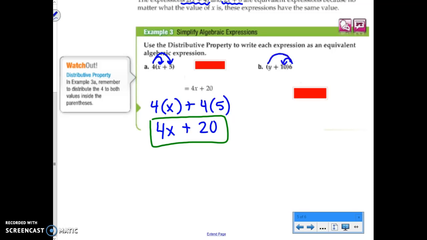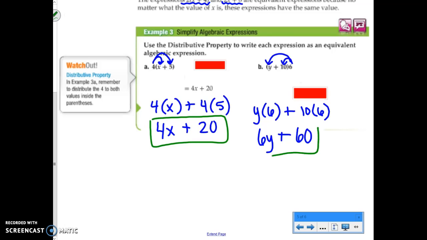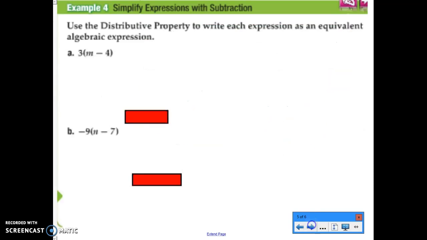Again, now I distribute. I have to recognize that a number directly outside of those parentheses is indicating the distributive property. I get y times 6 plus 10 times 6. I know that y times 6 is really 6y. Remember that when you are multiplying a variable by a number, that number, or coefficient, has to be written first. And 10 times 6 gives me 60. And once again, because we do not have like terms, 6y plus 60 is the most reduced it can get.